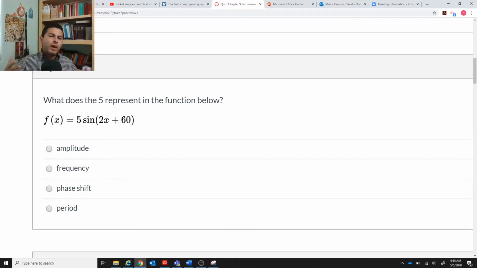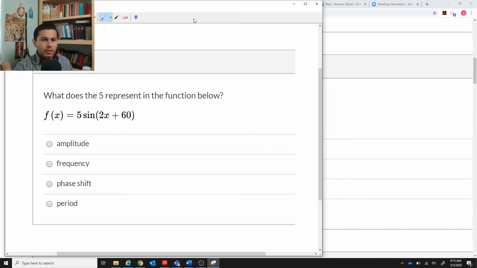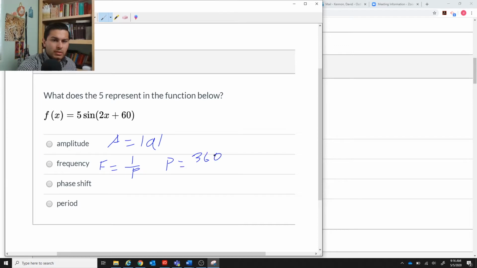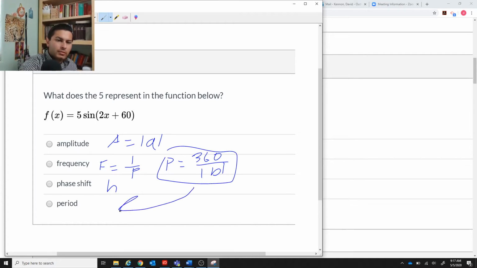Question number 2, what does the 5 represent in the function below? Now, each of these mean different things: amplitude, frequency, phase shift. If we remember, amplitude is going to equal the absolute value of A. The frequency is going to equal 1 over the period. And then the period is going to equal 360 divided by the absolute value of B. The phase shift, that is going to be our H value on the inside. And again, the period is going to be 360 divided by B.